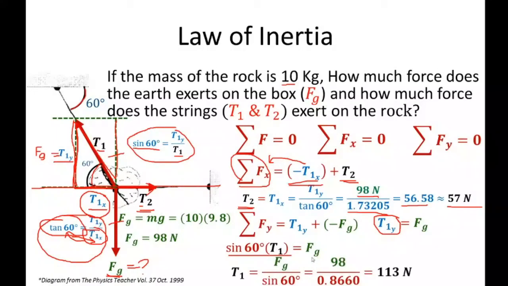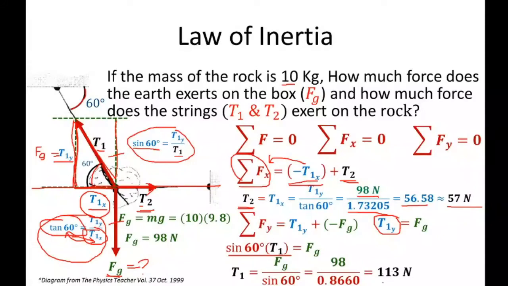And then substituting, rearranging now, we divide by sine 60, so that's why we have sine 60 here on the denominator. So divide both sides by sine 60, so we are left with T1. So T1 now is equal to force of gravity divided by sine 60, wherein the force of gravity is 98 divided by 0.8660. So the value now for T1 is 113 Newton.